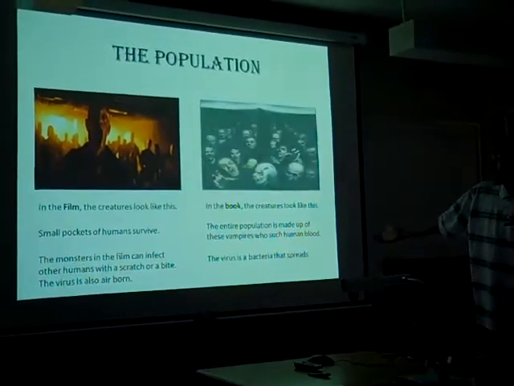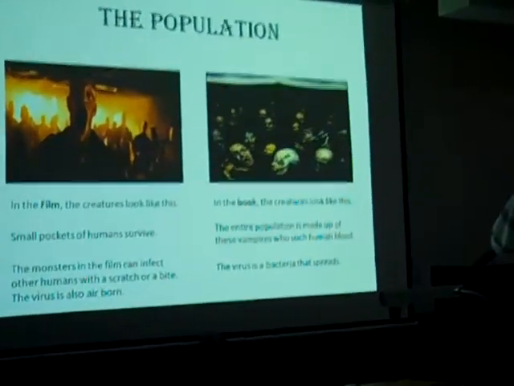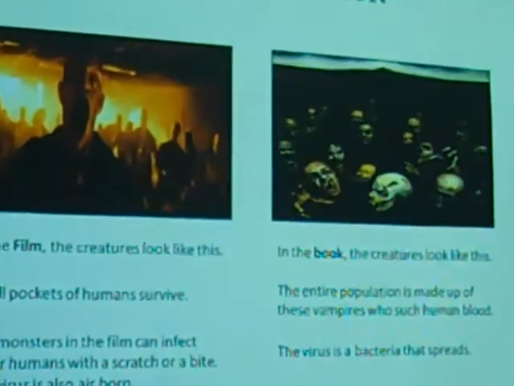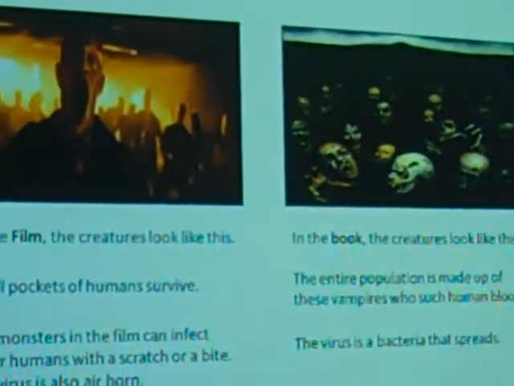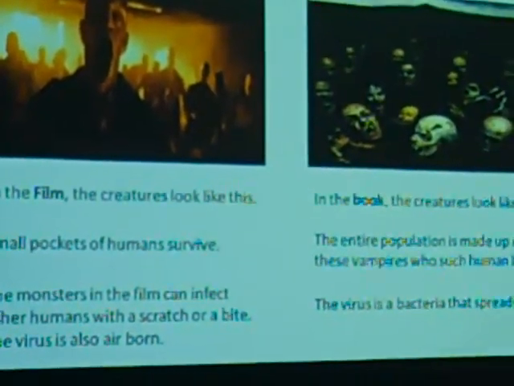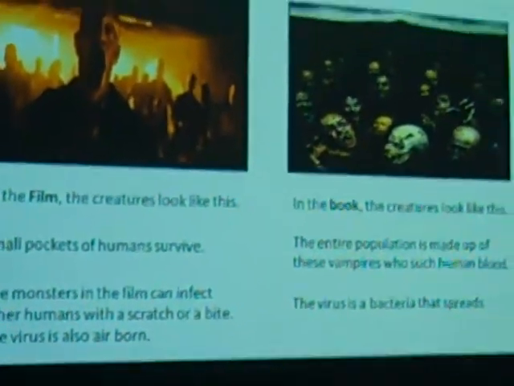But in the book, this is what the creatures look like. The entire population is made up of these vampires, as they are in the story, and they search for humans so they can suck their blood out. And the virus is a bacteria that spreads, and that's how it's different from the movie.